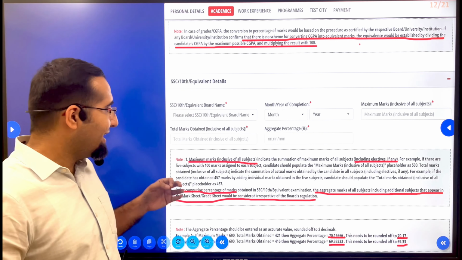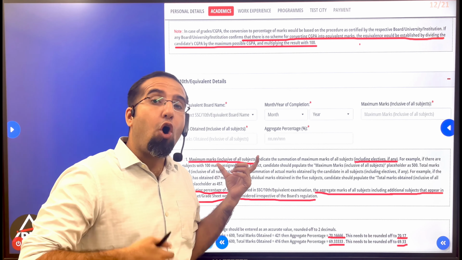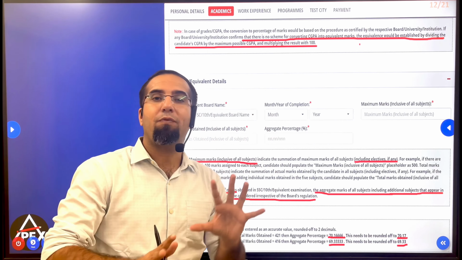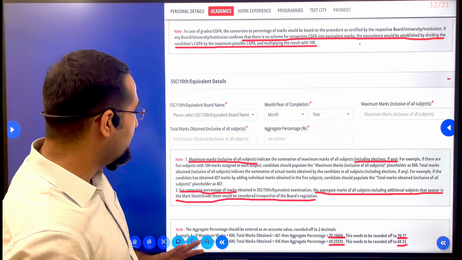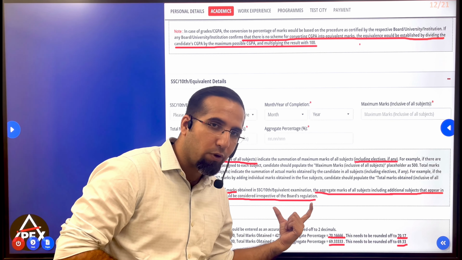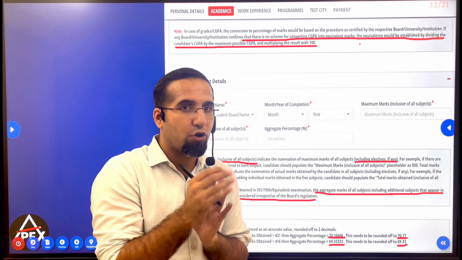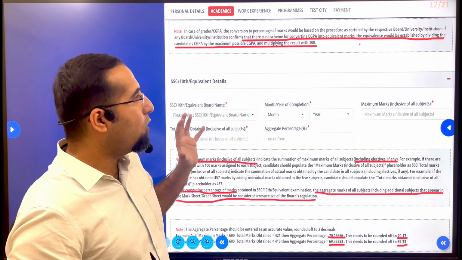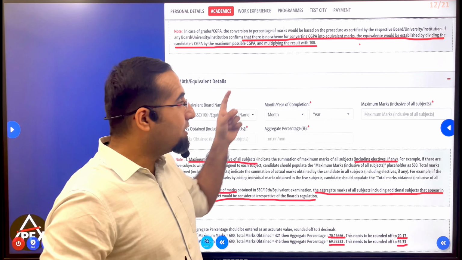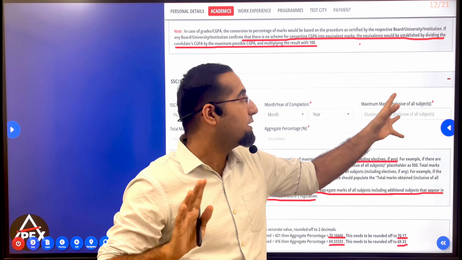So this year they have very clearly specified that maximum marks should be inclusive of all the subjects mentioned in your mark sheet, not the top 5 or top 7. It won't be considered as per your board, irrespective of the board's regulation. So whatever is mentioned in your sheet, you have to consider the sum total of all the marks that you got. Maximum marks obtained, and the total maximum marks of all the subjects should be mentioned. Do not commit this mistake, right?